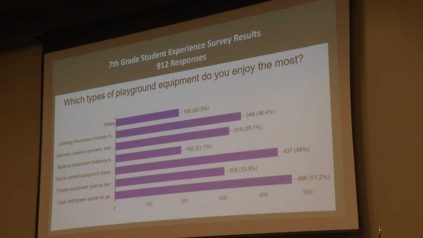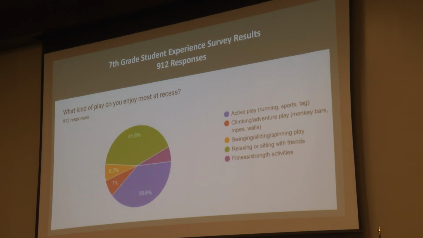Dr. Ross, can you clarify that? And then I have 2 questions on the other side. Yeah, I think it's a combination. You're looking at it, it's open fields, green space for games, but the second one is also sports-related equipment. And that's in both surveys, right? You can see that the number 2 thing they say is active play for running, sports, and tag.